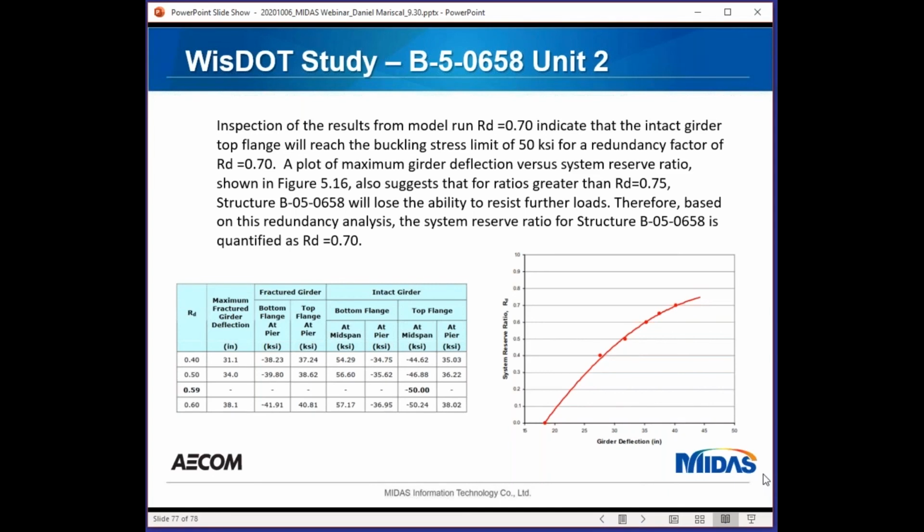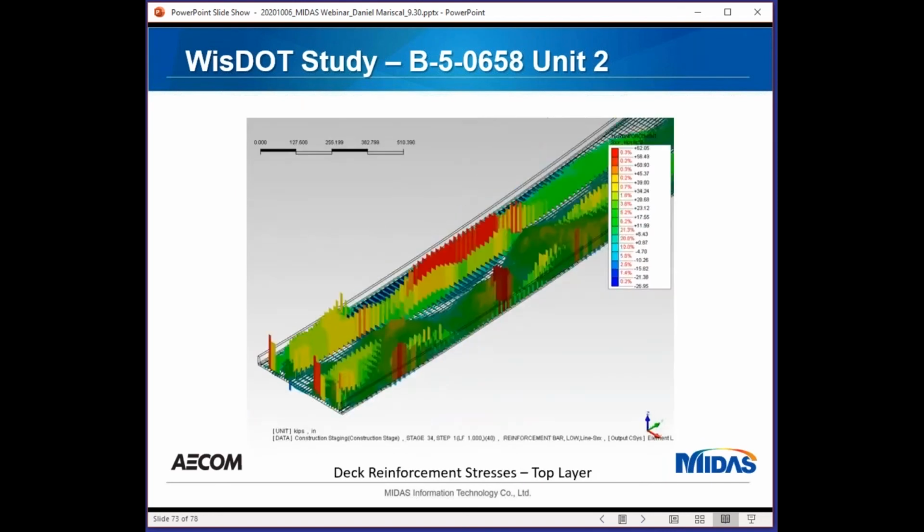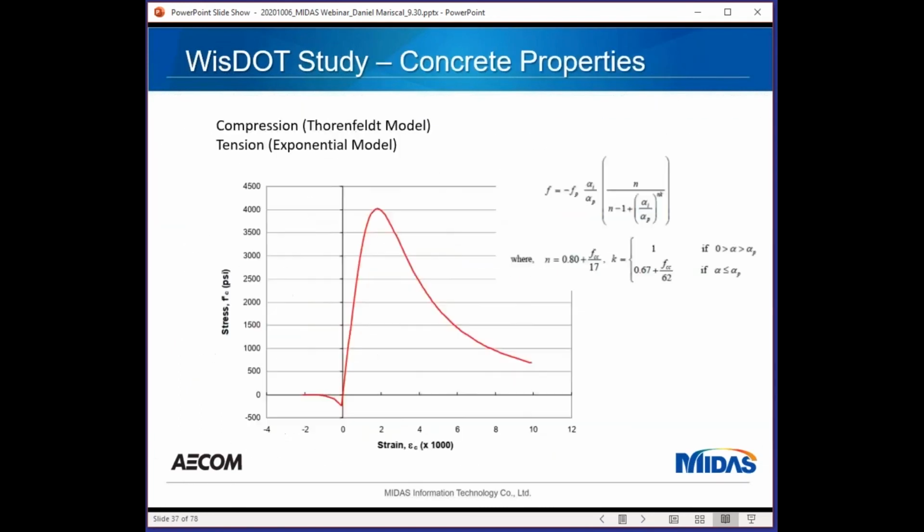So we did a lot of different runs, and that's why you have to have a model that makes sense, because otherwise this is very time consuming. The 0.7 is just that one of the structures was quantified as 0.7 of redundancy, and the other one was deemed 0.75. I don't want to go through all the slides, but I'll go through them just to show the formula again.